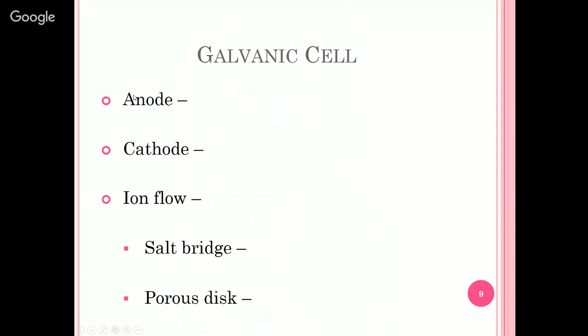So, anode is where the oxidation occurs. It is negative. Cathode is where the reduction occurs. It is positive. Your ion flow, negative ions flow towards the anode, which is negative, so the negative to the negative. The positive ions flow towards the cathode, and just in case we want to have a tricky way to remember something, this cat, the T here, just like cation, the T here stands for positive. So positive things happening at the cathode. So we have the salt bridge or the porous disk to allow for those ions to flow in order to balance out the charge differences that are being created during this reaction.